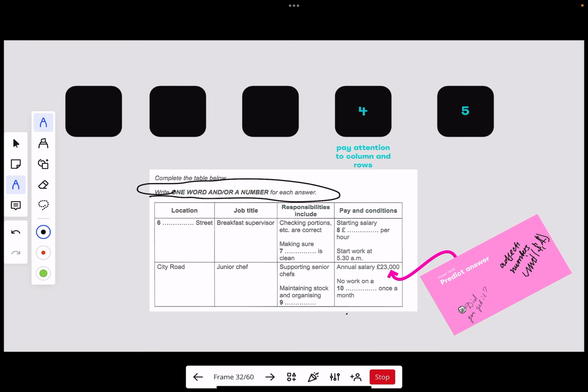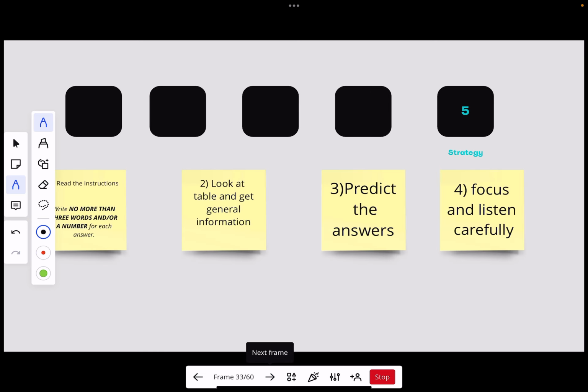So first thing, you need to read instruction very carefully. If it's like no more than one word, just a one word. No more than 3 words, just a 3 words.